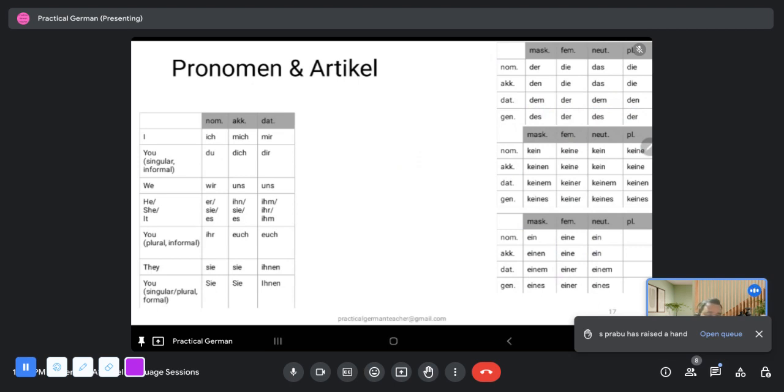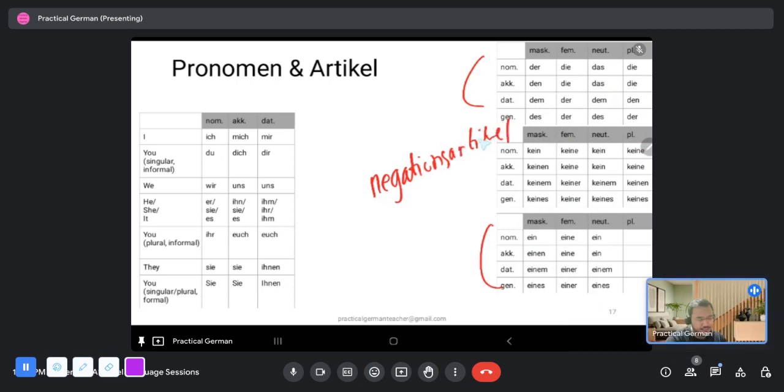Yes, Prabhu, please ask the question. Yeah, the top table is the definite article, the middle is indefinite, and this is the negation article. You can call it negative article, but I don't know if that is the correct translation. But negation article.